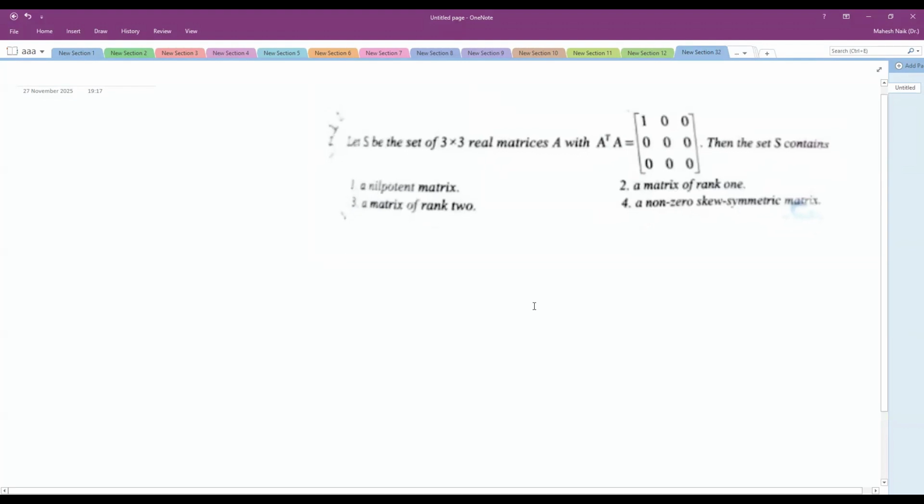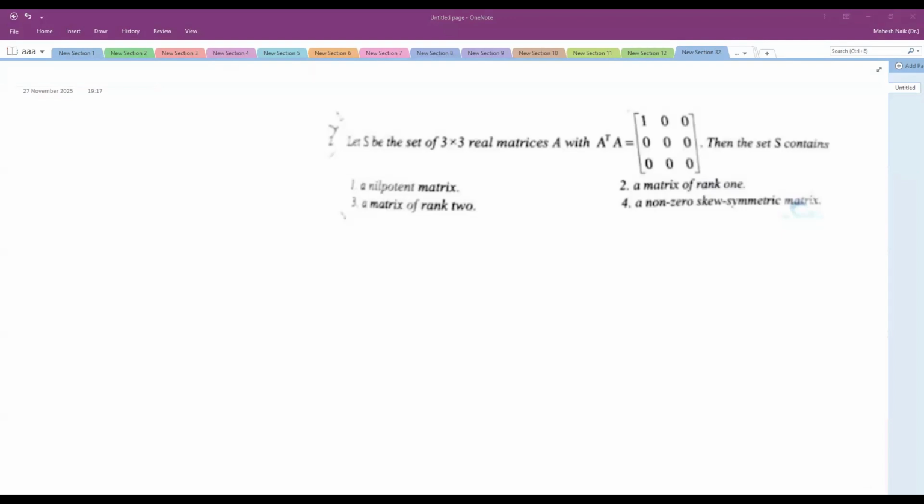So the question is, there is a set S of 3 cross 3 real matrices with A transpose into A equal to 1, 0, 0, and the remaining two rows are 0. And we are asked whether the set contains a nilpotent matrix, a matrix of rank 1, a matrix of rank 2, a non-zero skew symmetric matrix.